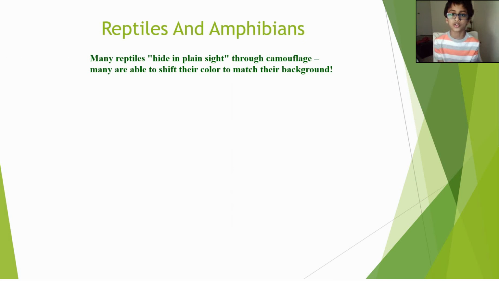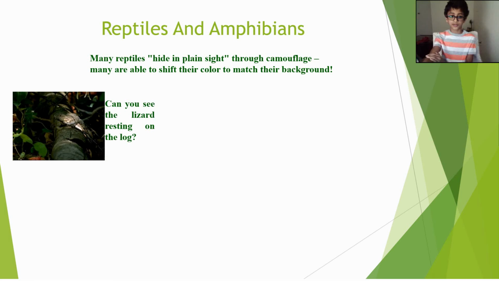Now we're going to go on to reptiles and amphibians. Many reptiles hide in plain sight through camouflage. They hide and can't be seen. So here are a few examples of that. It has a lizard resting on the log. It's very hard to see, so it's a known fact that a predator might mistake it for just a log, so it can't really see it.